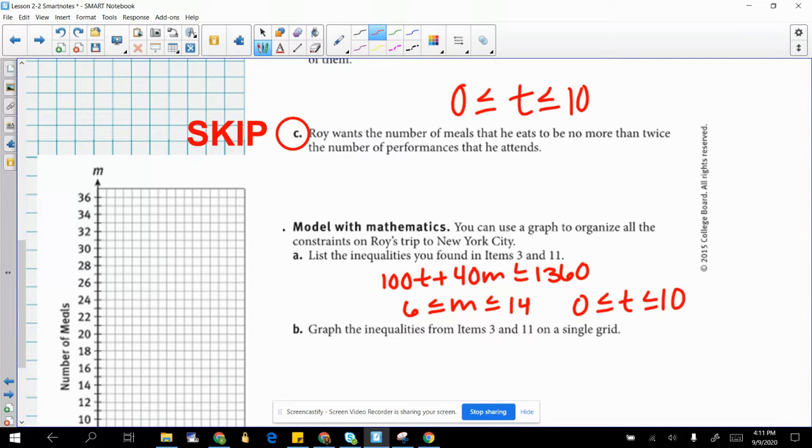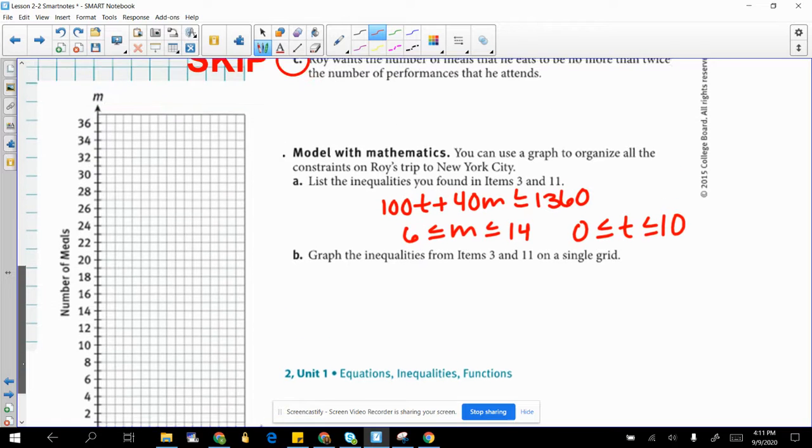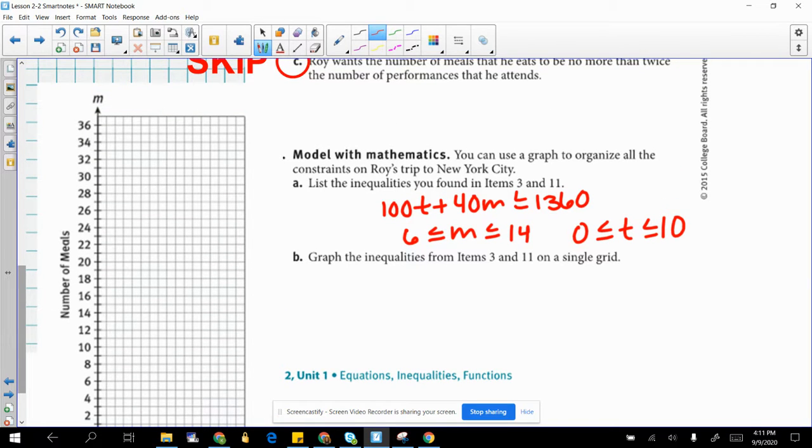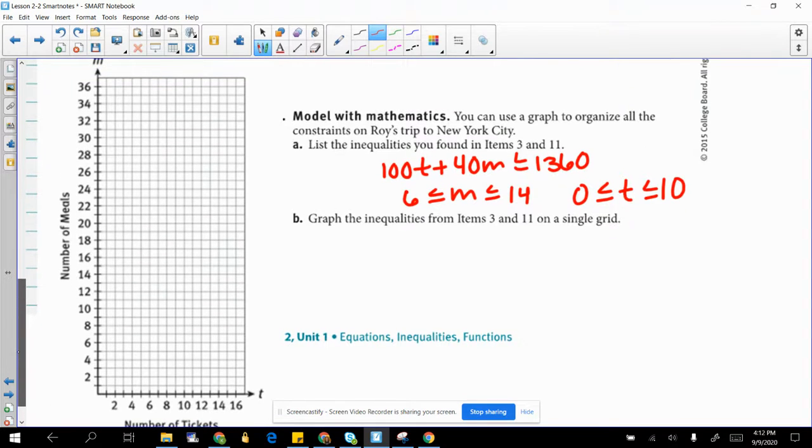Cool. So now, this is where you may want graph paper, but part B is saying graph the inequalities from items 3 and 11 on a single grid. So now we want to put them all on one grid, okay? So let's do that first one we did last time. So we know that there was a point here at 34 for the meals and 13.6 for the tickets. And remember, we just connected those with a straight line, okay?